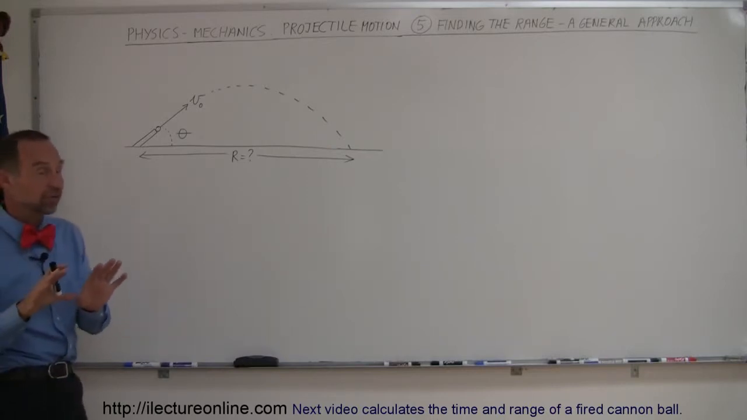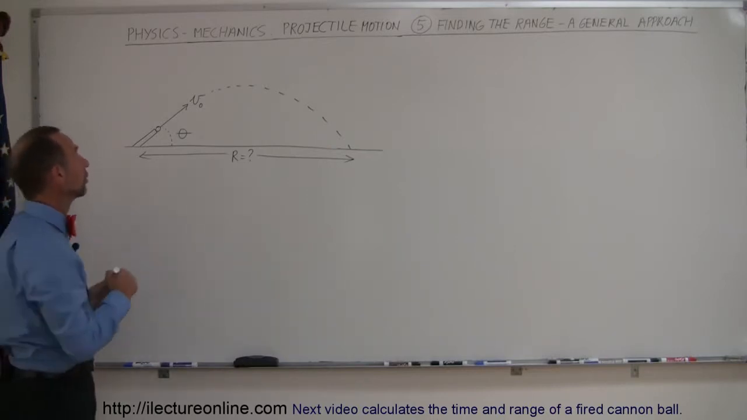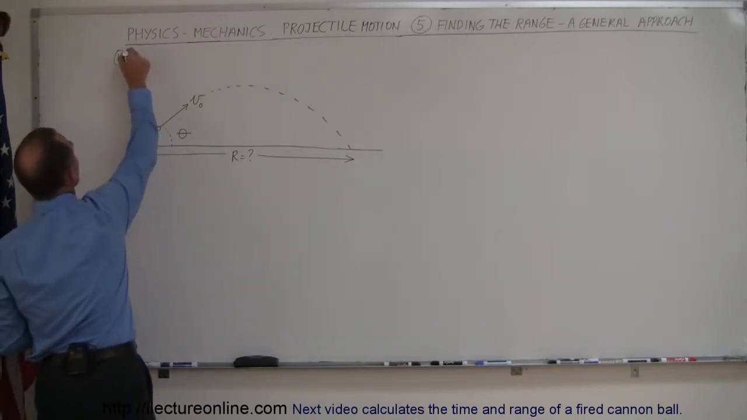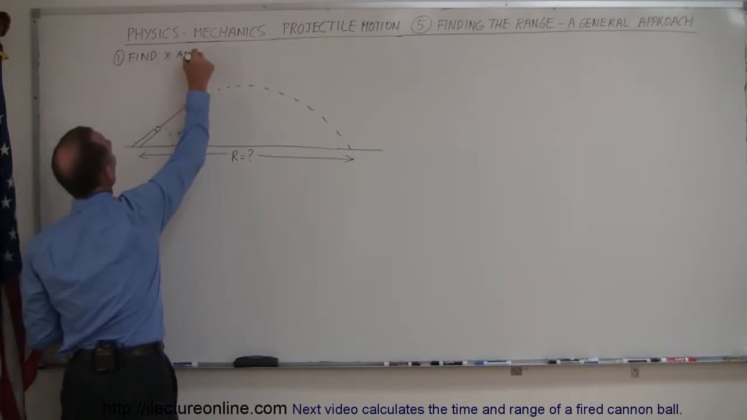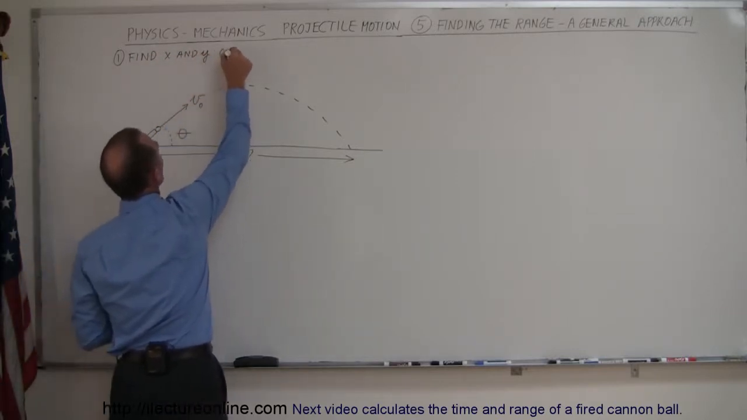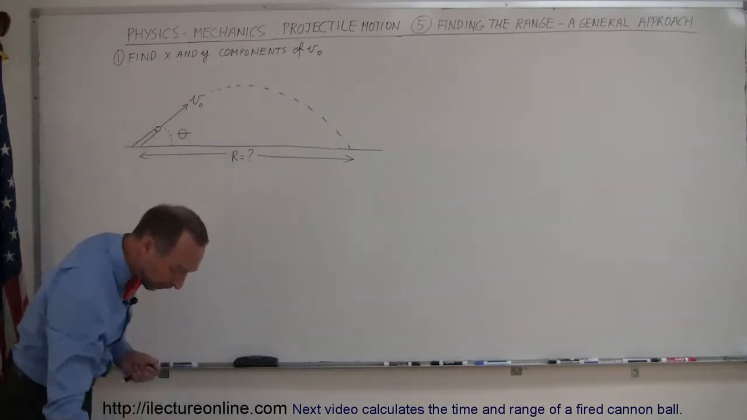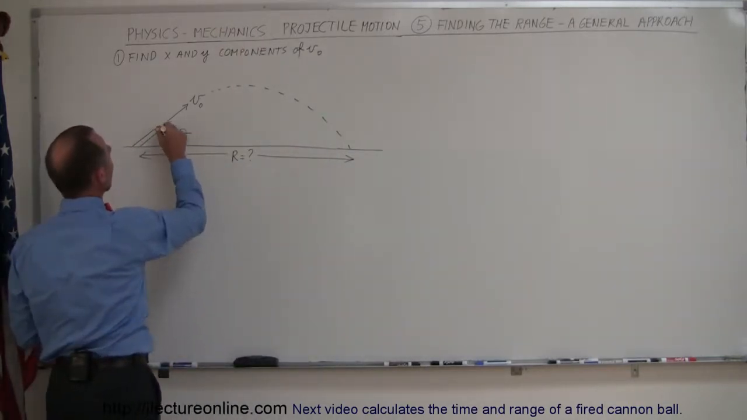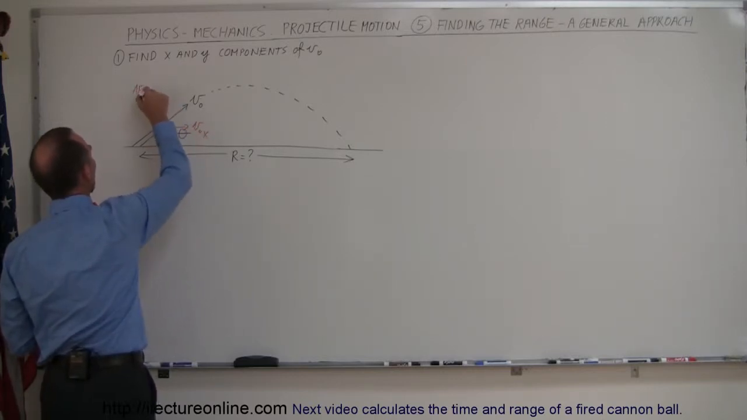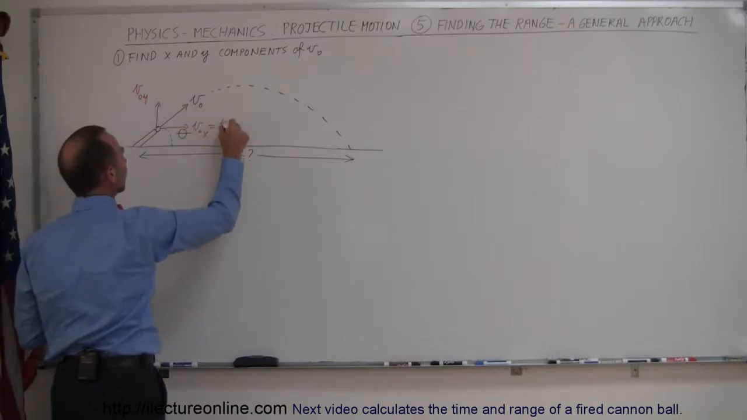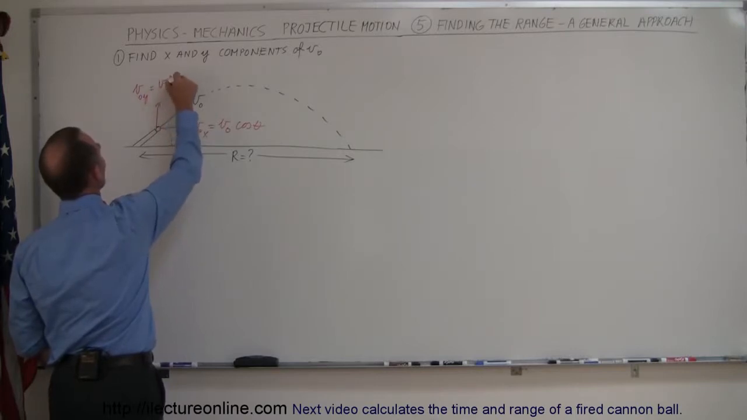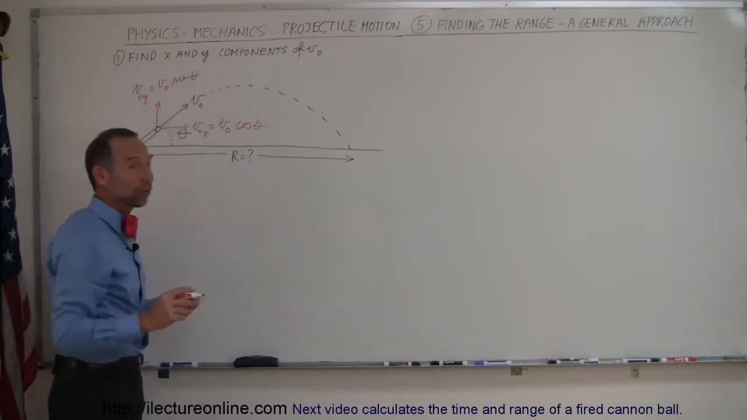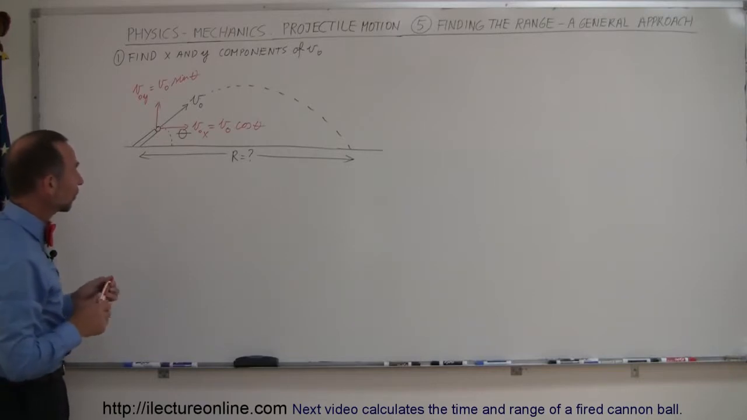So we simply follow the same standard procedures as before. The first thing we want to do is find the components of the initial velocity, the x and the y components of v initial. And we do that the same way as before. So we assume this to be the x component, v initial in the x direction. This is the y component, v initial in the y direction. Of course, that's going to be the hypotenuse, v initial, times the cosine of the angle theta. And here it is going to be v initial times the sine of the angle theta. So there's your x and y components of your initial velocity.